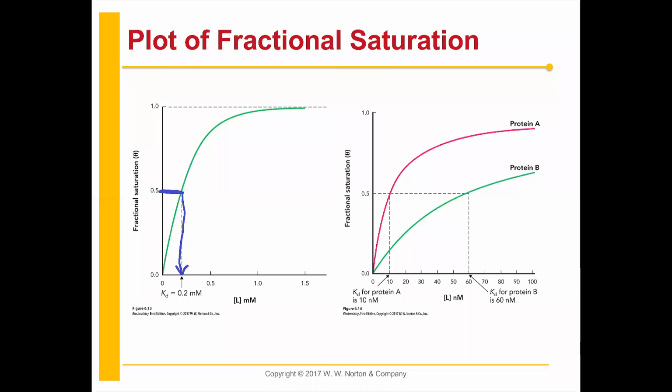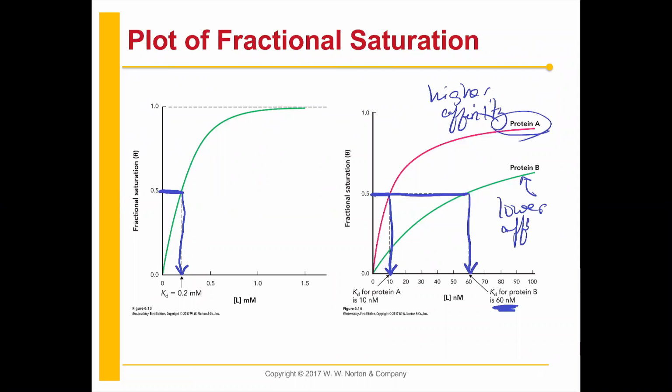What you can see here, if you look at 0.5, here's our fractional saturation of 0.5. Whoa, look at protein A. Protein A has a KD of 10 nanomolar. If I take that same 0.5 fractional saturation and I come to my B curve, my KD for protein B is 60 nanomolar. So what is that telling me? This is telling me that protein A has a higher affinity. And you could say that the opposite way. Protein B has a lower affinity for whatever the ligand is, right?